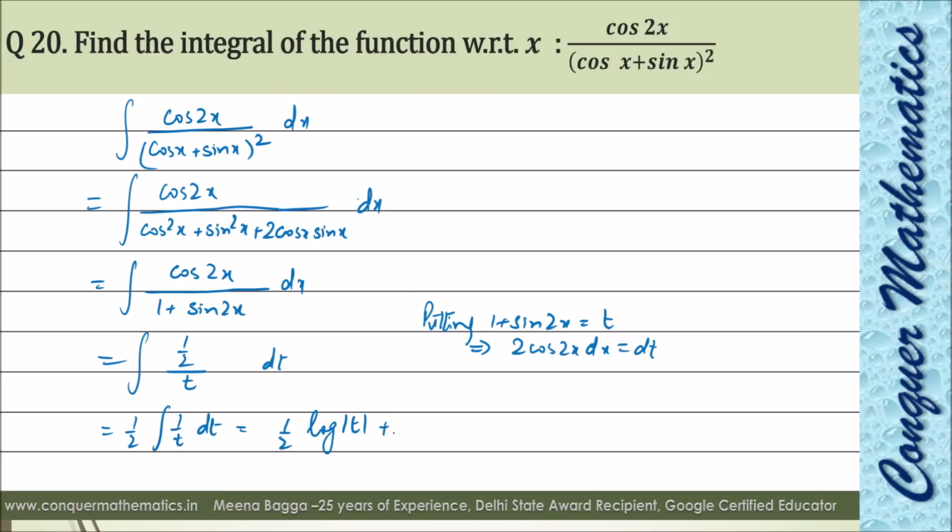mod t. Okay, I hope it is clear, but we are not to give the answer in t, we are to put it back as 1 plus sin 2x. Okay, so this is the answer. Simple to get. Let us do it another way also.